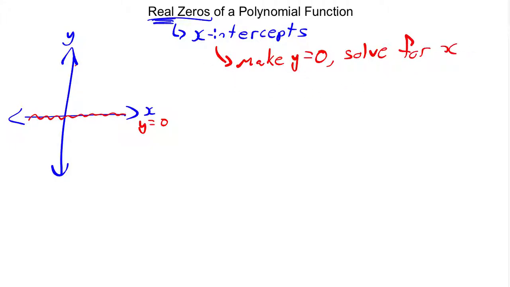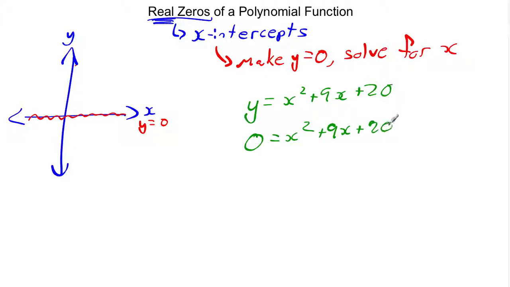We've actually done this before with quadratics. So if I have, say, y is equal to x squared plus 9x plus 20, and I want to find the x-intercepts here, I make y 0, and then I solve for x. Now we can see this is a quadratic, so the way to solve this is to factor. And then once we factor it, we set each of those factors equal to 0.